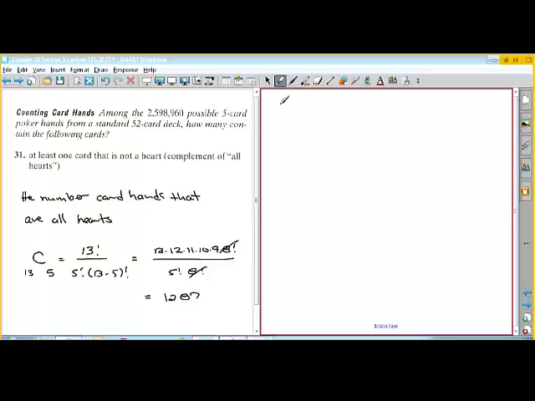So this is the number of 5-card hands that are all hearts. To answer the question of how many 5-card hands out of the possible 2,598,960 satisfy this requirement, we just subtract the complement where they're all hearts, and therefore the ones that are the opposite are going to have at least one card that is not a heart. Sometimes the whole sentence is really confusing. It's kind of like a double negative thing.